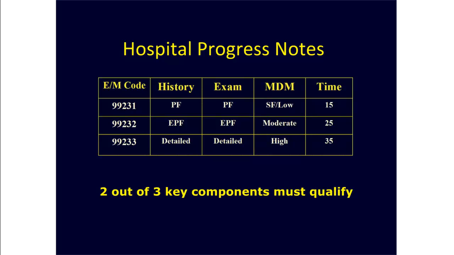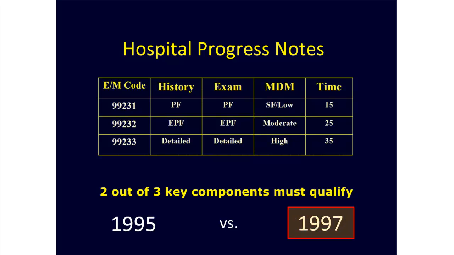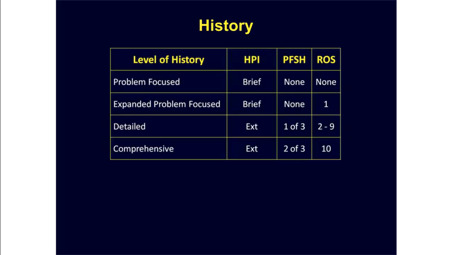For these encounters, 2 out of 3 key components are needed. You can use either the 95 or the 97 guidelines. In this case, both guidelines work out the same, but I'll use the 97 rules to take apart the note. Starting with the history, this table tells us what level of history has been recorded.